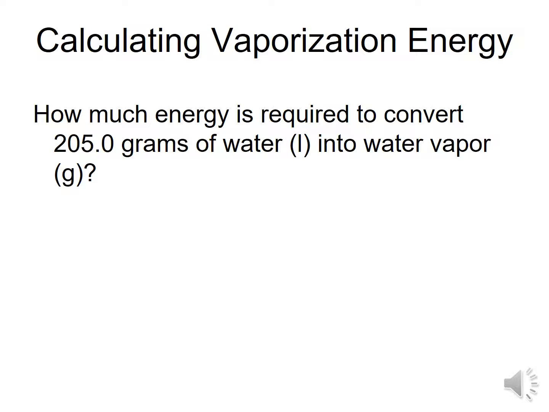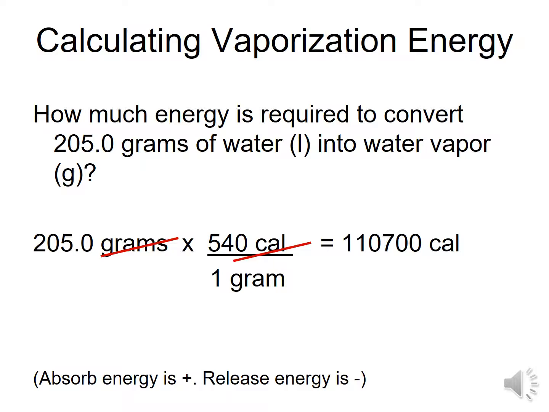So how much energy is required to convert 205 grams of liquid water into water vapor? We would want to use the conversion factor of 540 calories per gram. 205 times 540 is 110,700 little c calories. Because this is heat absorbed, we give it a positive sign. If it was being released, we would give it a negative sign.